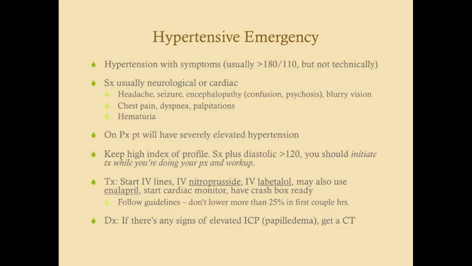So any patient that comes in with these neurological or cardiac symptoms in consort with significant hypertension, initiate treatment while you're doing your physical exam and workup. So your treatment is going to be start your IV lines, and IV nitroprusside and IV labetalol are best for hypertensive emergencies. Nitroprusside, if you had to pick the single best treatment, it's nitroprusside, but usually we start nitroprusside with labetalol. We can also use enalapril in addition if the hypertension is that significant.